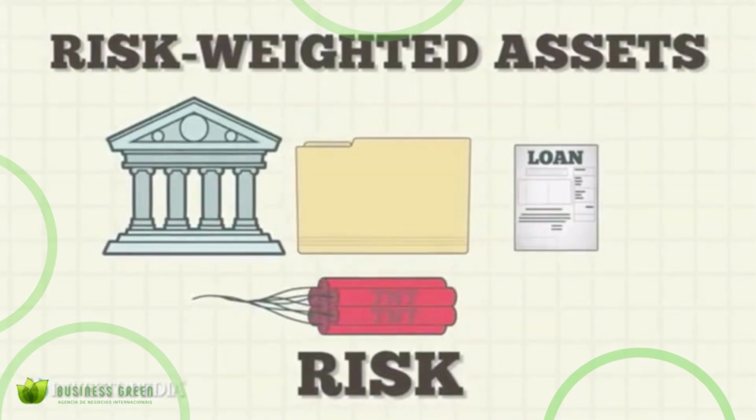What is RWA? Risk-weighted assets is a methodology used by financial institutions to assess the risk of their assets and calculate the capital needed to ensure their solvency. The concept emerged as a response to the challenge of measuring the risk of different types of assets, allowing each asset to receive a specific risk weight according to its exposure.